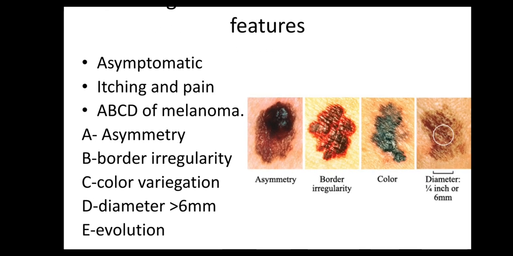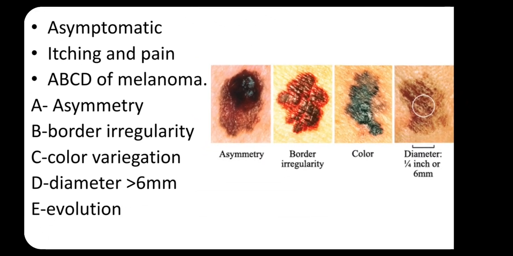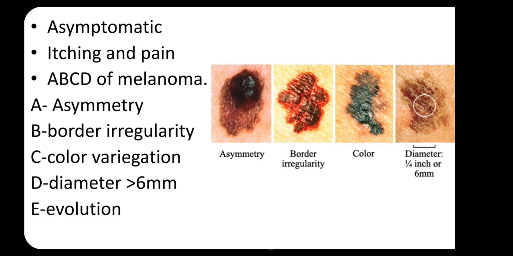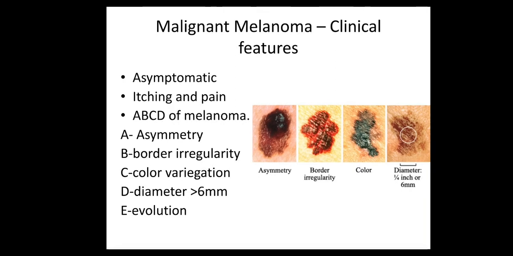Okay, asymmetry, it is variation. Then you have border irregularity. It is not uniform. It shows some ups and downs. Color variation and variation in its diameter, more than 6 millimeters. All these features put together, you can think of a malignant melanoma.